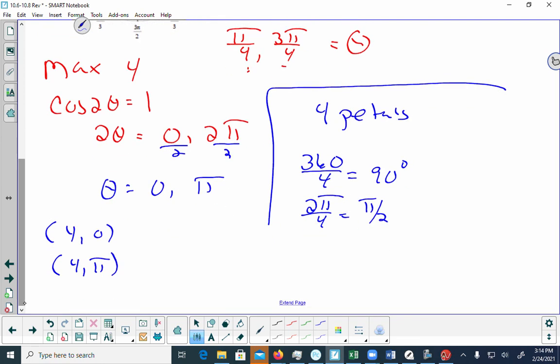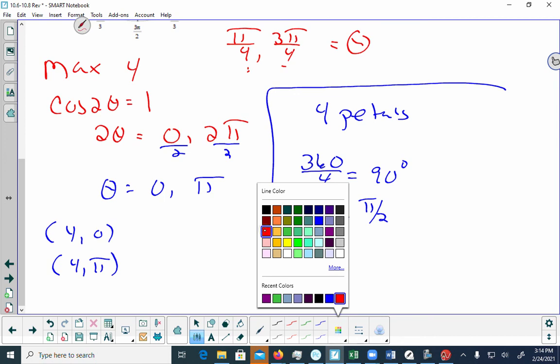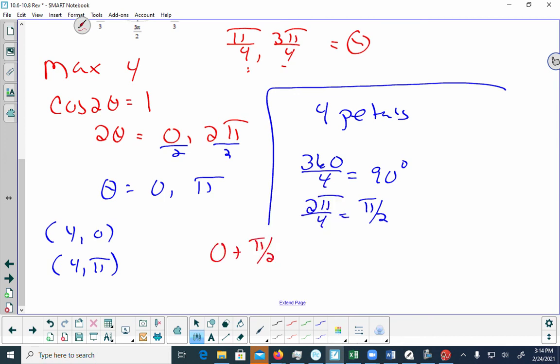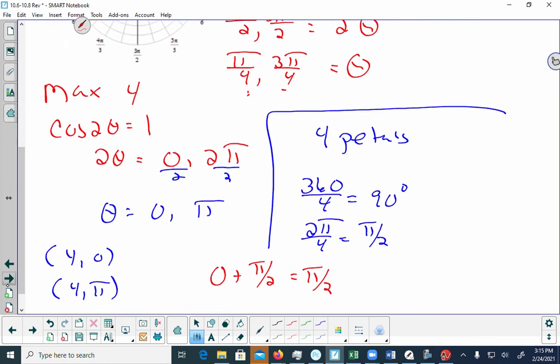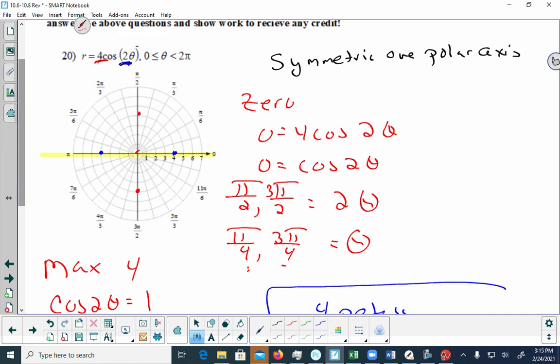If I have a max at 0, 0 plus pi over 2 will give me pi over 2. So I know that I'm going to have a max here at pi over 2, 1, 2, 3, 4. And then I can reflect this one down here. But if I didn't know that, if I add pi over 2 again, I'm going to get pi. Well, I already had that, so that's not very helpful. If I add pi over 2 again, that's going to give me 3 pi over 2, and that's what gives me that fourth and final dot. Then I'm going to sketch my rose curve.